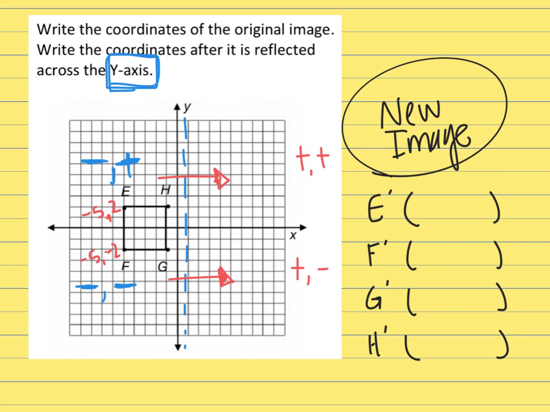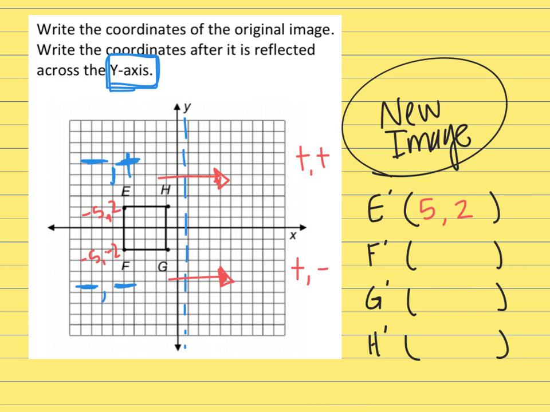Now when I switch them, let's look and see what happens. Okay, the negative x value, now it's going to switch and be positive. The positive y value is going to stay the same and be positive. So I'm going to write those. The new E is now positive 5, and then stay the same, positive 2.